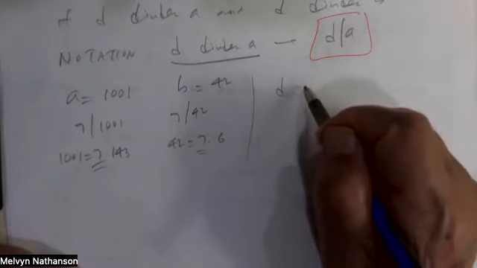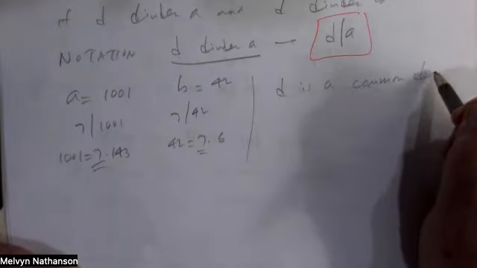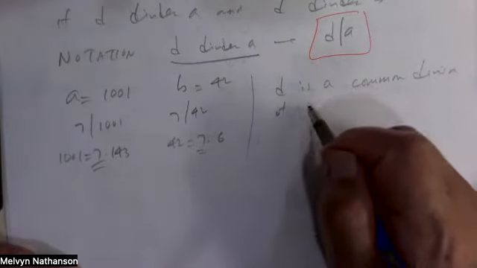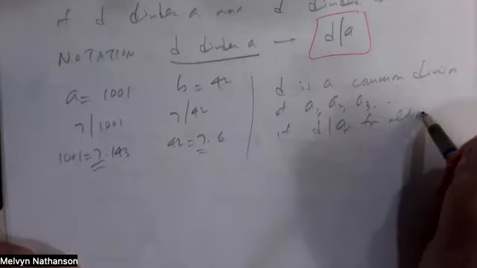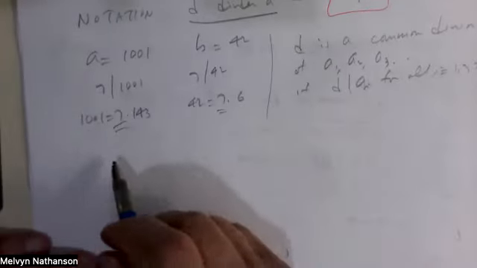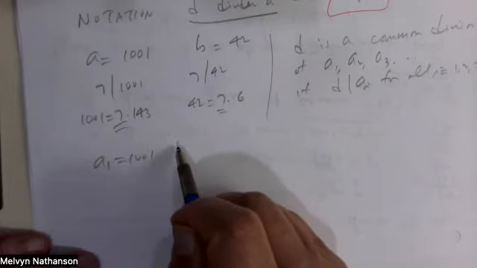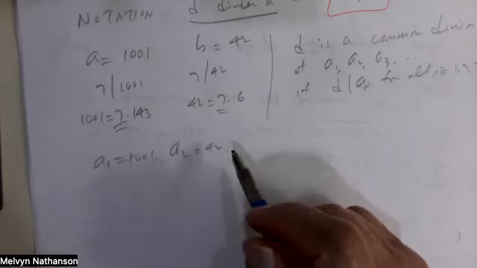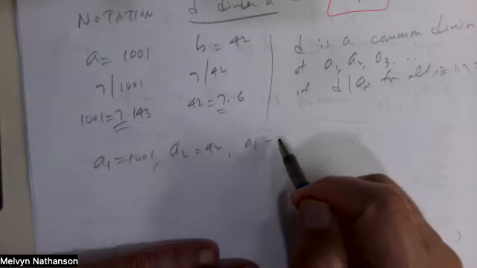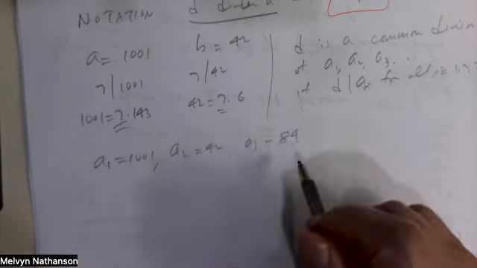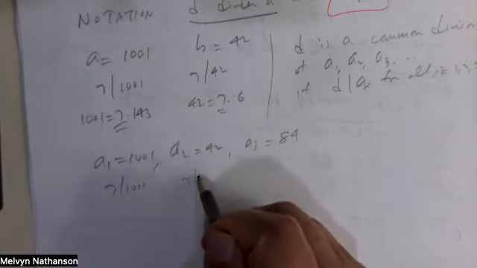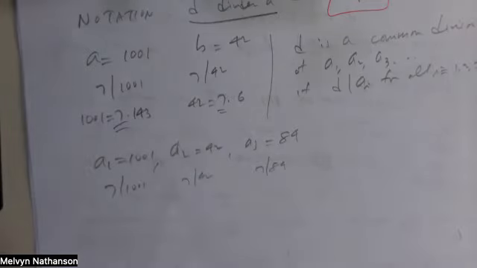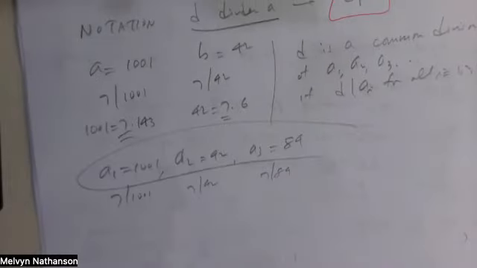More generally, we can say d is a common divisor of any set of integers a1, a2, a3, and so forth, if d divides ai for all i going from 1, 2, and 3. So if I take, for example, a1 to be 1,001, a2 to be 42, a3 to be 84, then 7 is a common divisor of these three numbers. 7 divides 1,001, 7 divides 42, 7 also divides 84. 84 is 12 times 7.